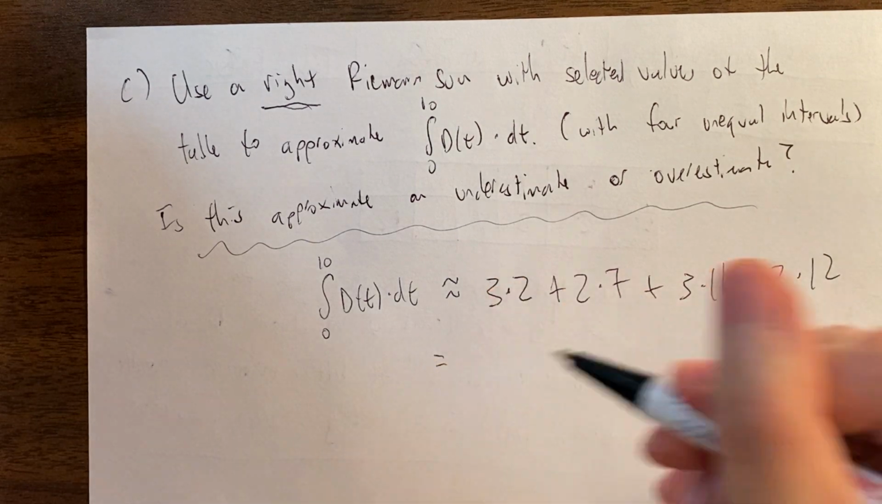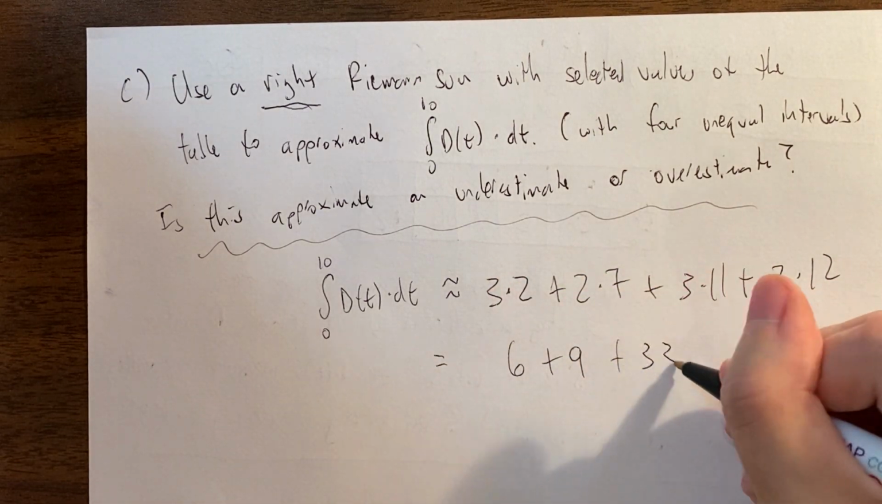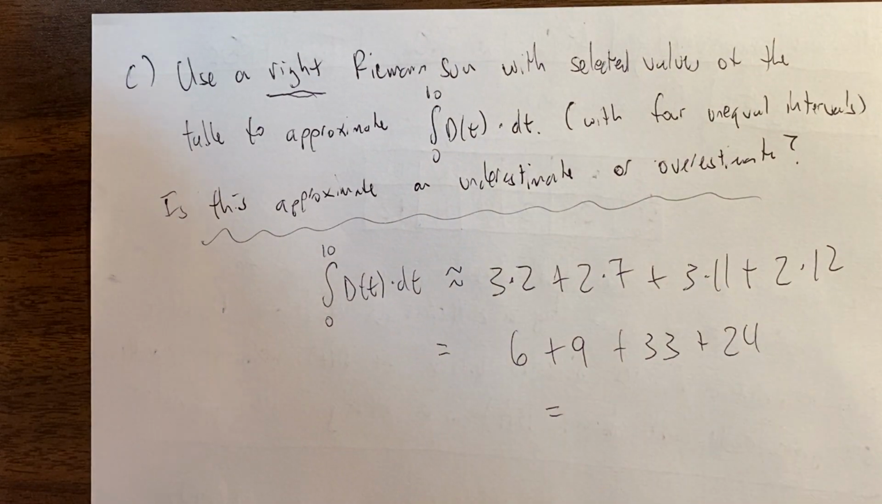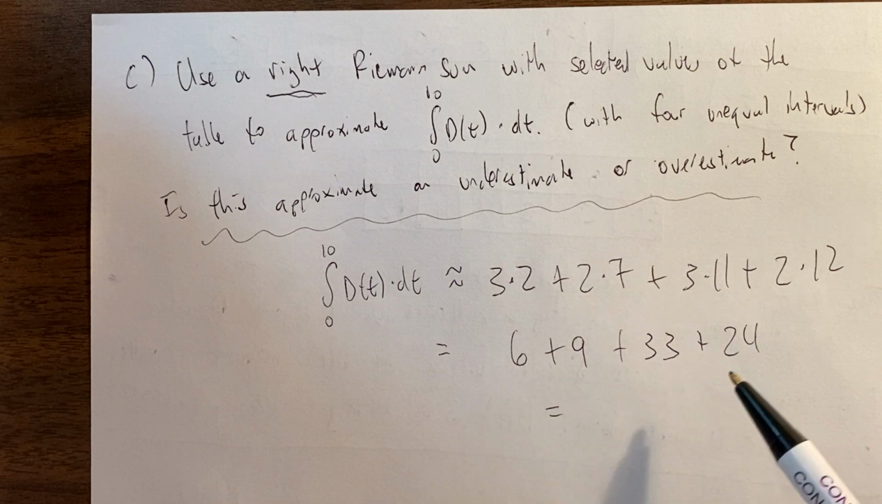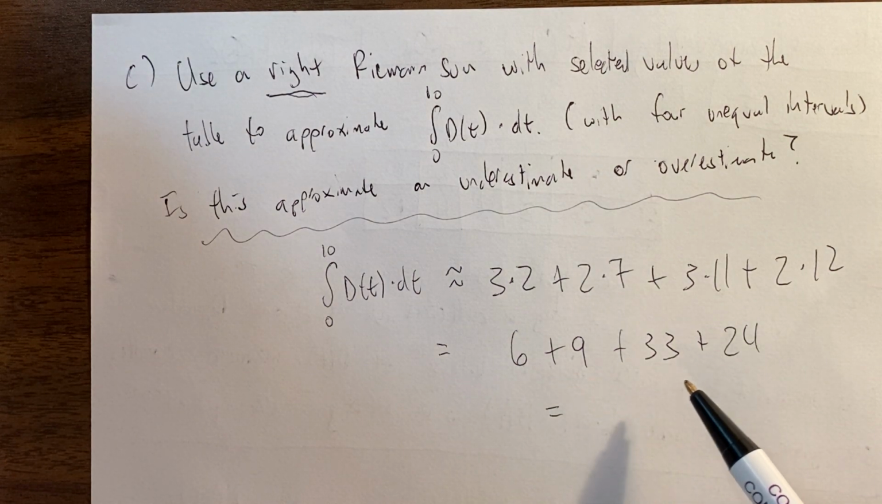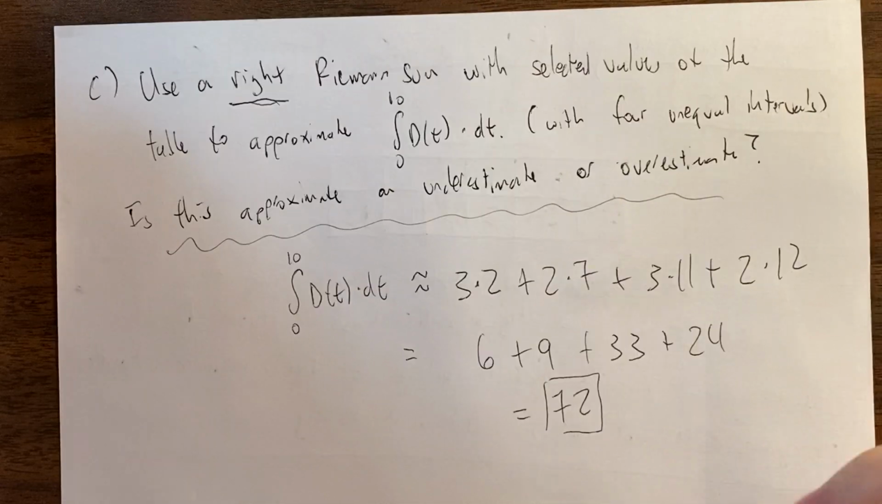And then we're going to add these up. It's going to be 6 plus 9 plus 33 plus, I believe, 24 here. Again, we're going to add this up. Looks like 6 plus 24 is 30. 30 plus 33 is 63. And then finally, 63 plus 9 is 72. So this is the answer for the first part of the question, just doing the right Riemann sum.